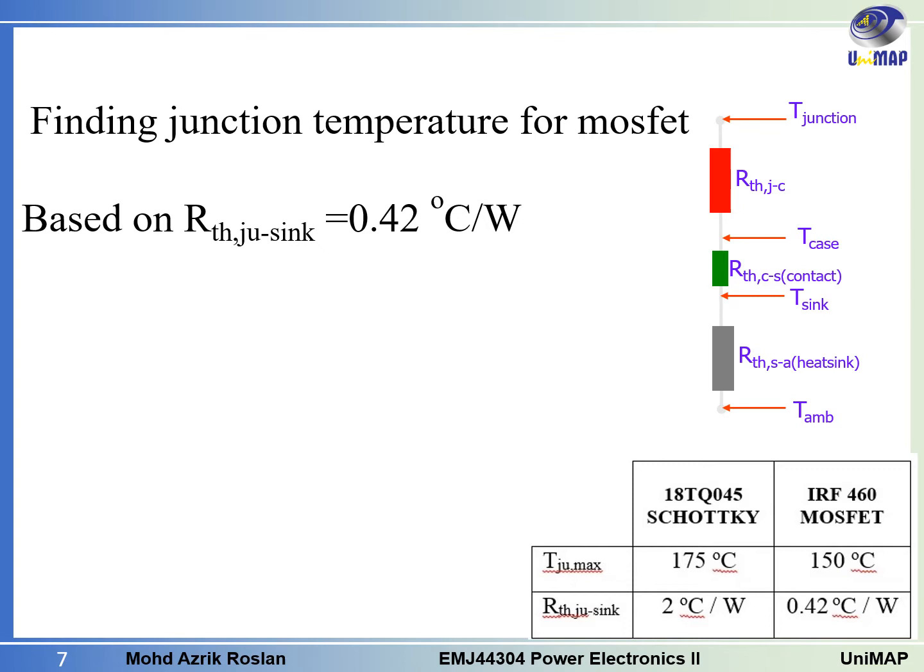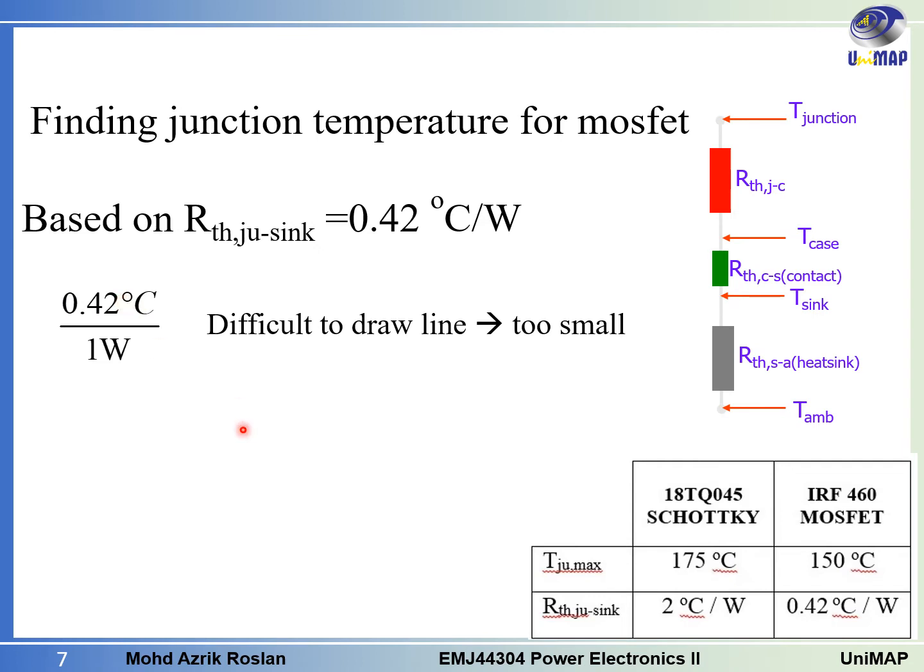Now the remaining one that we have to do is to find the junction temperature for the Mosfet. The information that we have is the Rth junction to sink for the Mosfet is 0.42 degrees C per watt. This is the value, 0.42 degrees C per watt. So based on this, we know that for this value 0.42 degrees C per watt, it is equal to this.